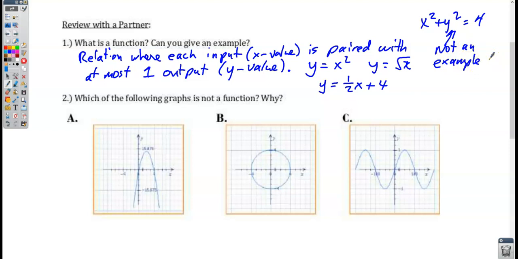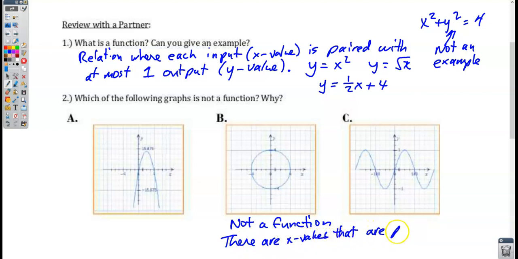All right, question 2, which of the following graphs is not a function and why? At some point in time before, we've talked about the vertical line test. Imagine passing a vertical line over these graphs, and you can quickly and easily tell which one is not a function. B here is not a function. And the reason why is because there are x values that are paired with more than one y value. A quick way to say it with a graph is that this fails the vertical line test.